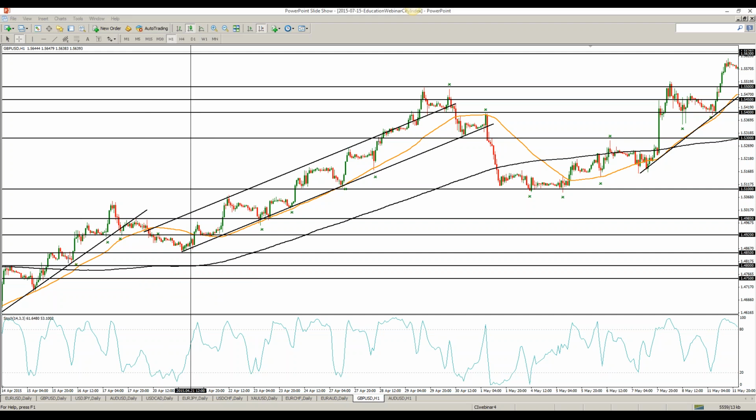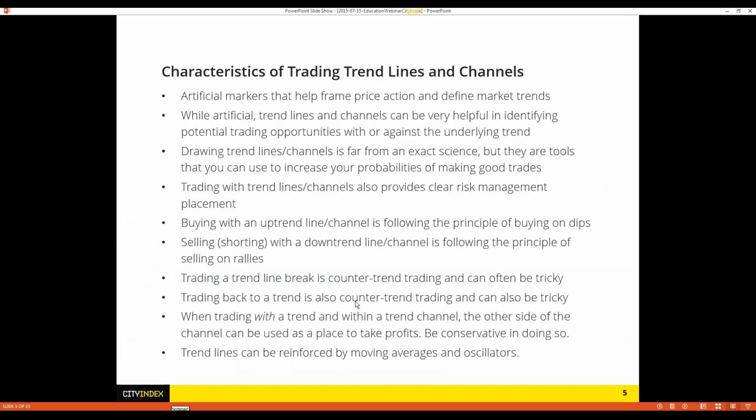Okay, good. Let's move on. So trading back to a trend is also counter trend trading and can also be tricky, but it can be done. This is another way to trade trend lines and trend channels: trading trend line breaks, or trading back to a trend line after it has moved away from that trend line. Hopefully that makes sense.